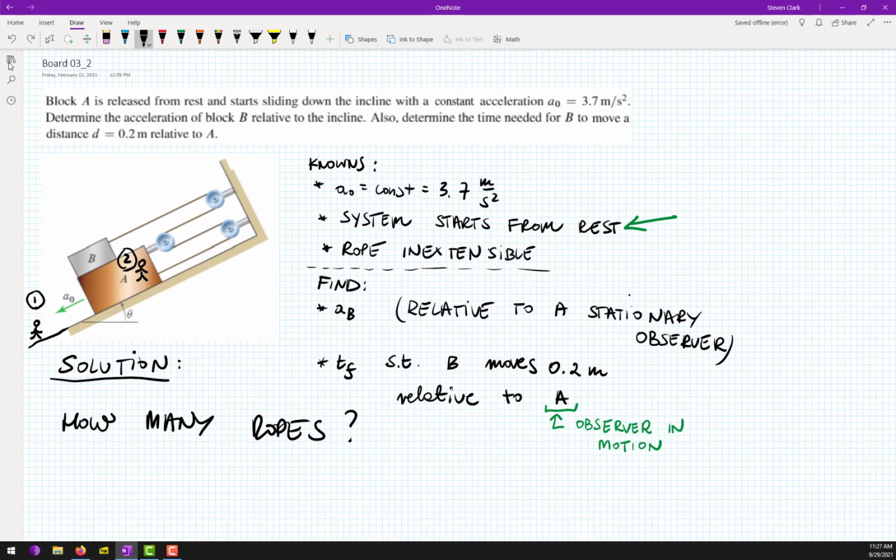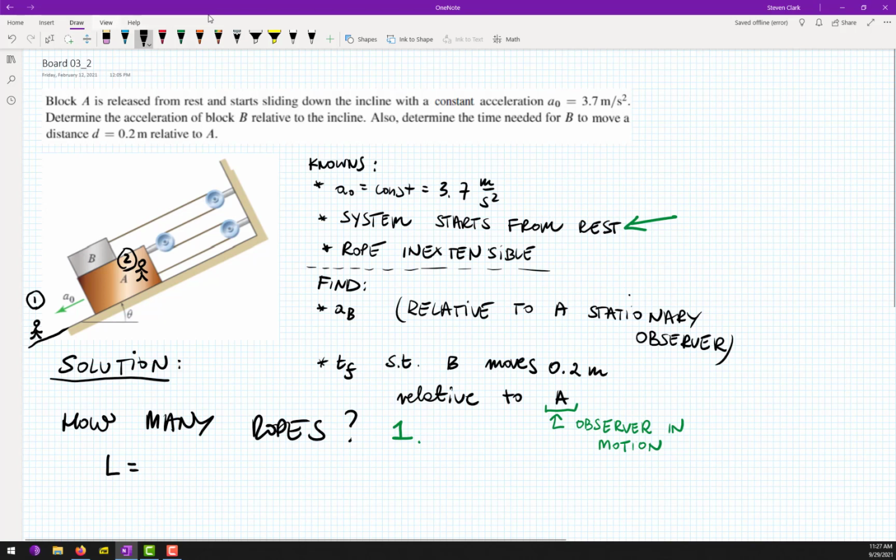Questions to the problem statement? So how many ropes do you have? Yes, one. Sorry for asking, by the way. Yeah, it's one rope here. We can clearly see that this is one rope. So let's say that rope has length L.